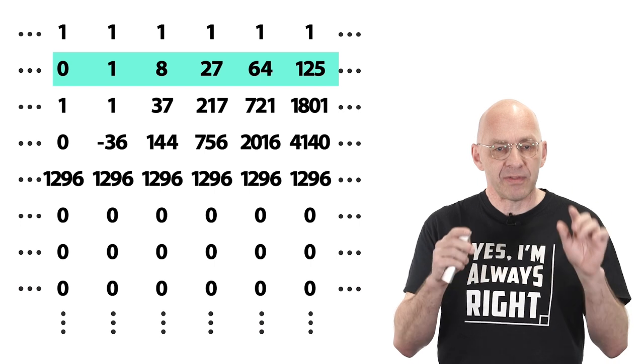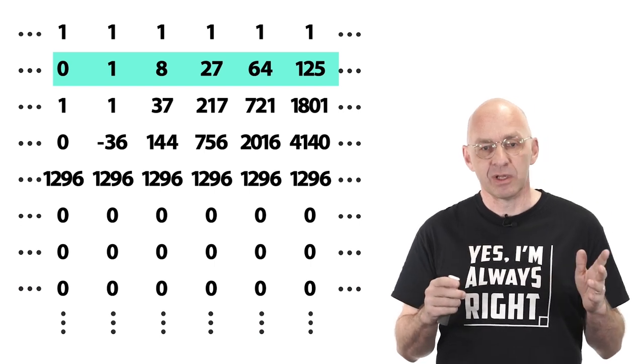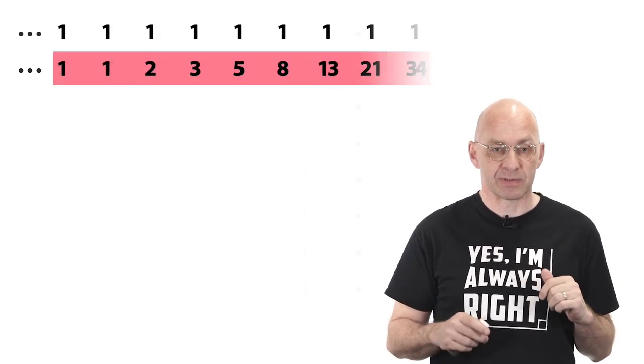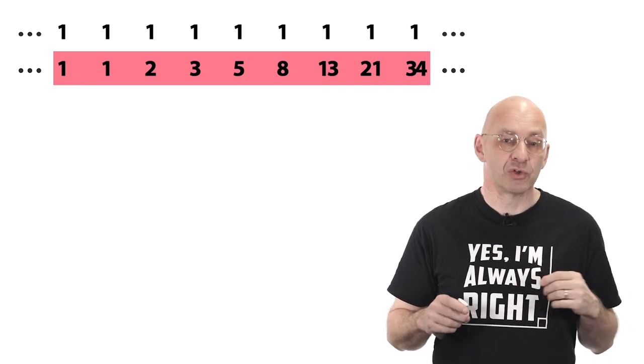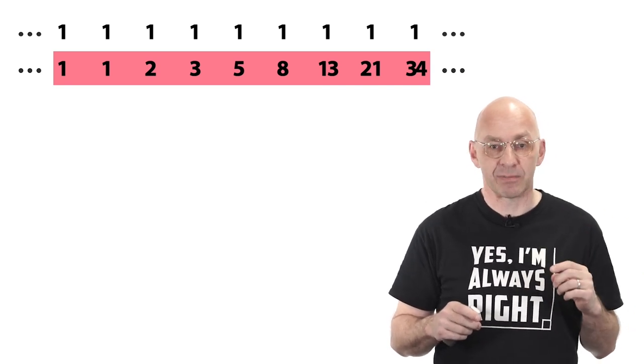What else? What other simple number sequences are there? Well, what about the mega famous Fibonacci sequence? There, 1, 1, 2, 3, 5. Two consecutive terms always add up to the next number in the sequence.